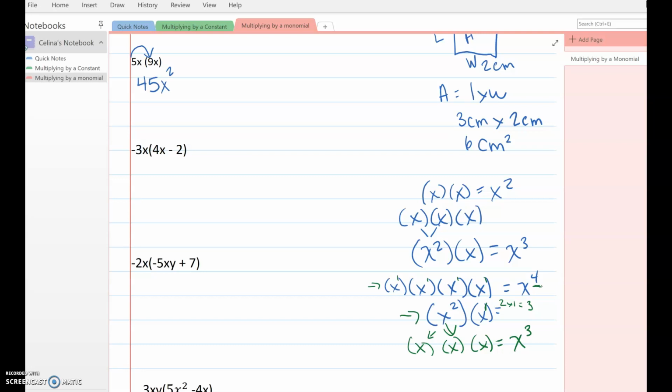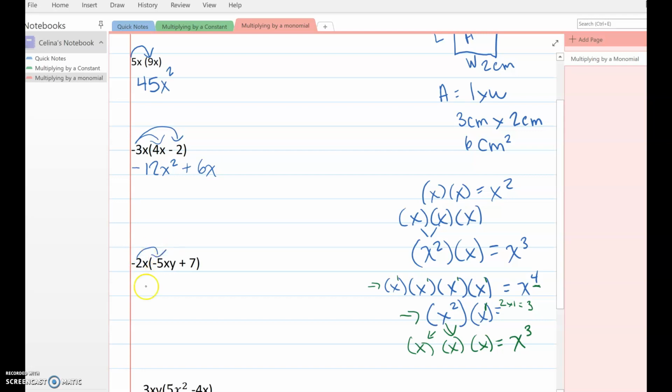So let's go back to our examples now. All right, we have a negative 3x times a 4x. A negative times a positive is a negative. 3 times 4 is 12. X times x, x squared. Negative 3x times a negative 2. A negative and a negative make a positive. 3 times 2 is 6. X. There's no other variable to multiply that x by, so we just carry it down.